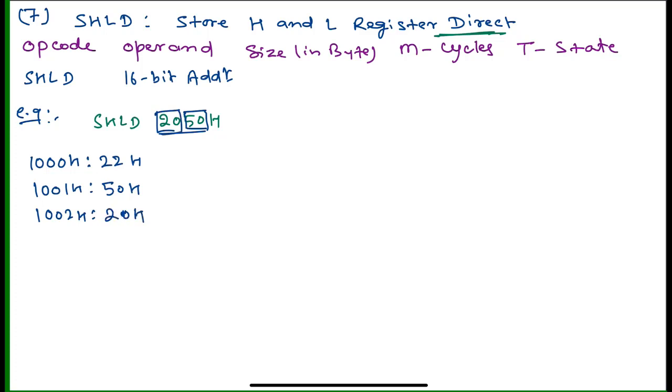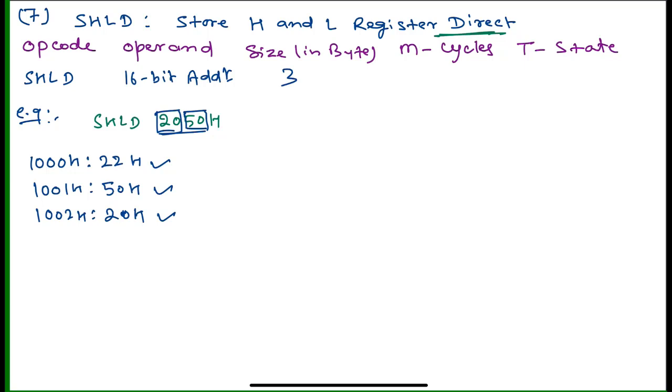So before execution of this instruction, it requires 3 memory locations, and at one location it stores 8 bits of data, or 1 byte of data. So 3 locations means 3 bytes of data are required to be stored into the memory. So the size of this instruction will be 3 bytes.